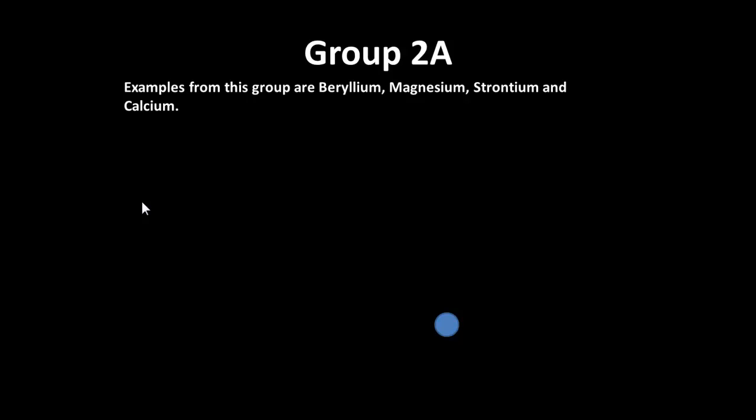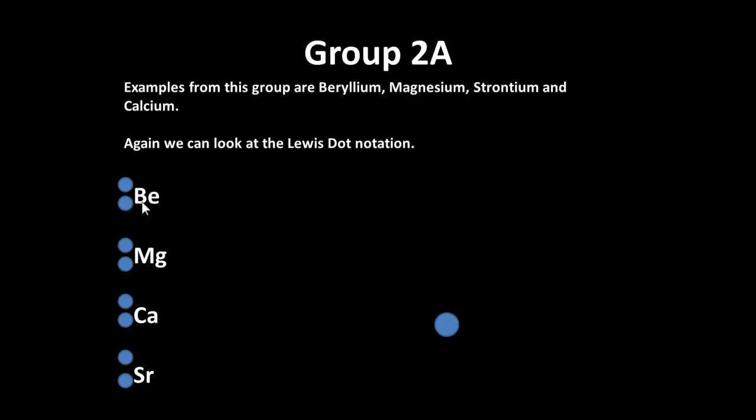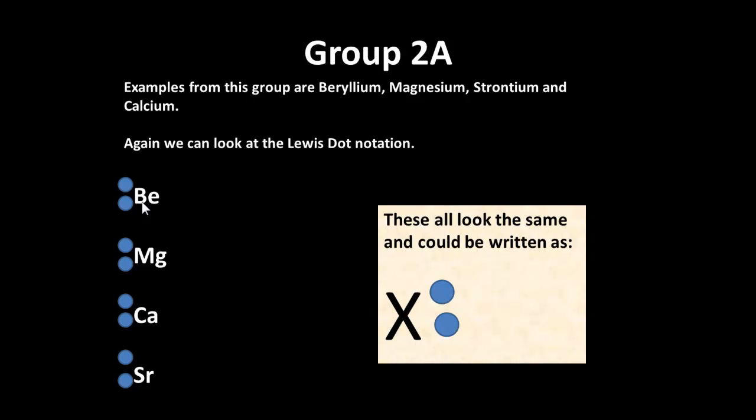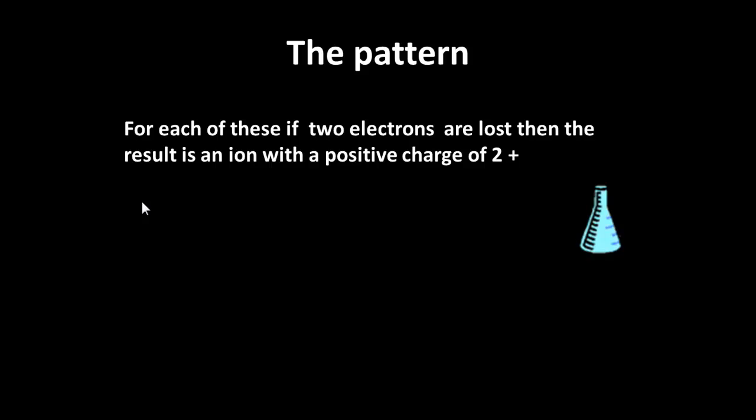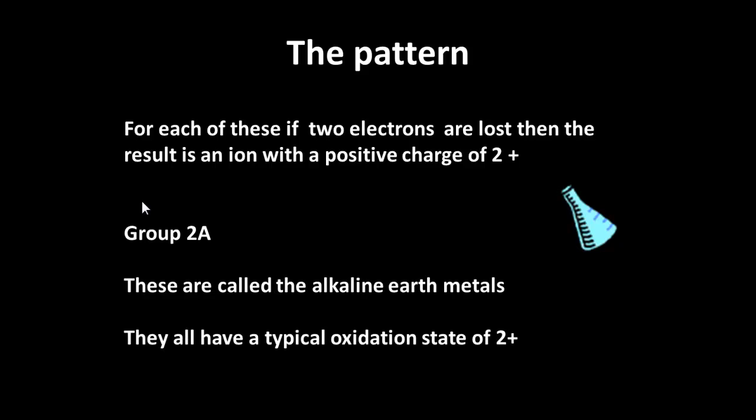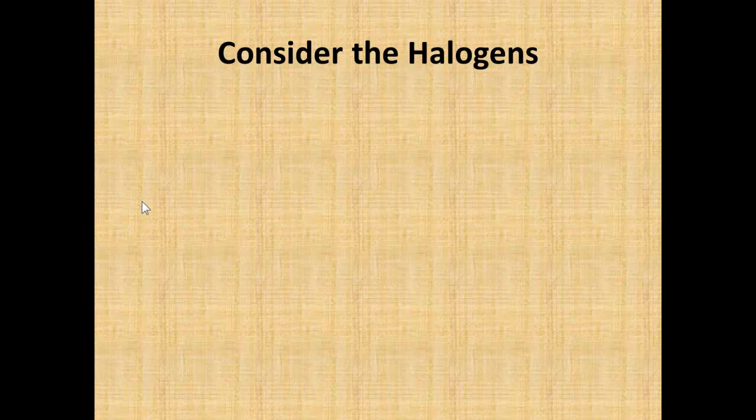Now let's look at group 2A. From that group we have beryllium, magnesium, strontium and calcium, and again we can start by considering the Lewis dot diagrams. We can see here they've got 2 electrons on the outside, at the highest energy level. So we can write all of these as X for the kernel and then 2 dots for the 2 electrons. So here, what happens if they lose the electrons? In other words, let's assume they lose both electrons. The result is a positive charge of 2 plus, and that forms group 2A. They're the alkaline earth metals, right? So they have a typical oxidation state of 2 plus.